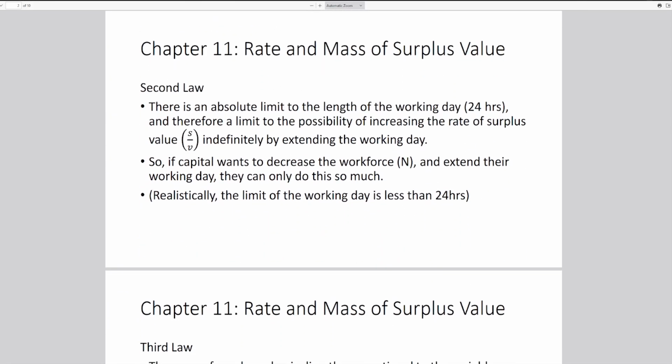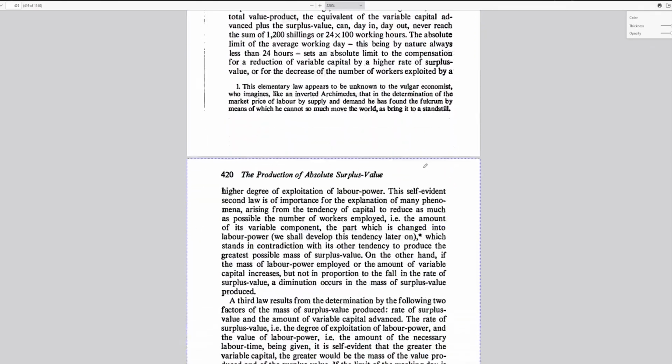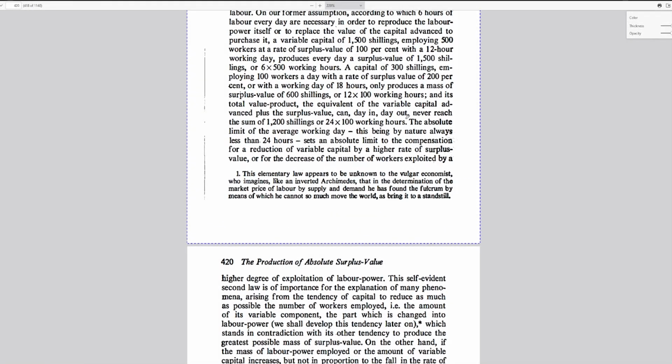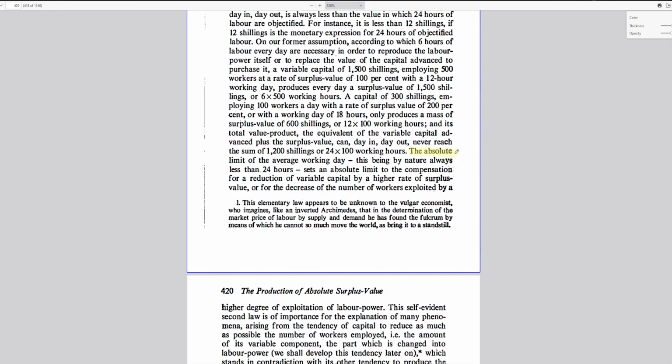But the next thing he'll introduce here is, let's see. What does he say? I don't remember what he says. Yeah, basically here. Talks about the working day obviously has a limit.